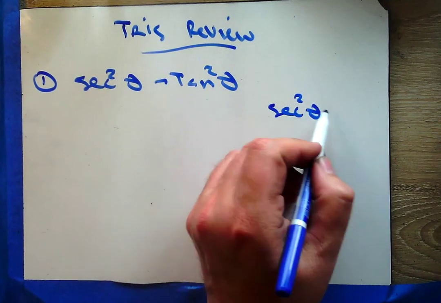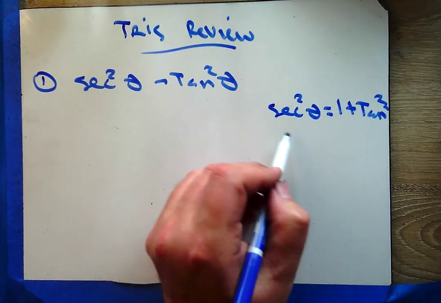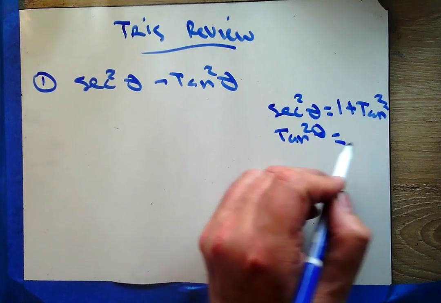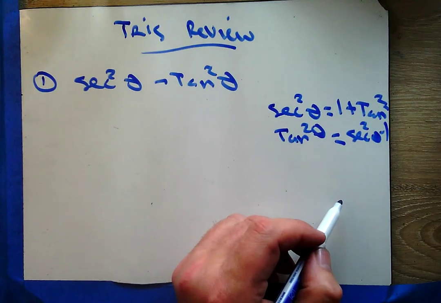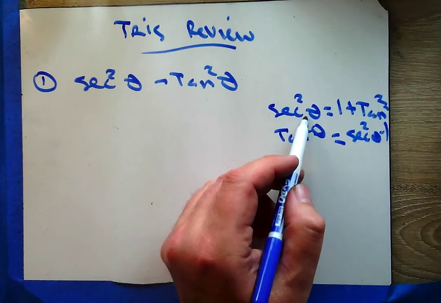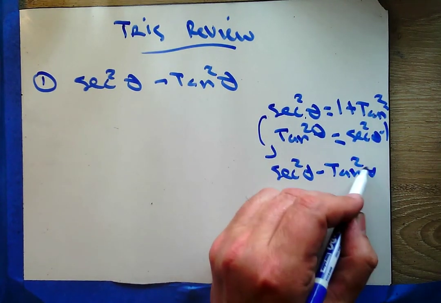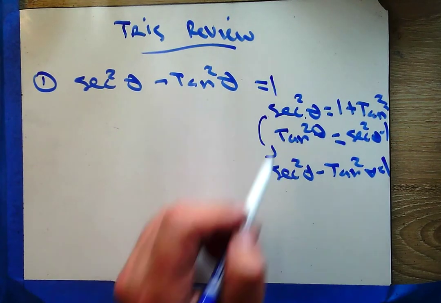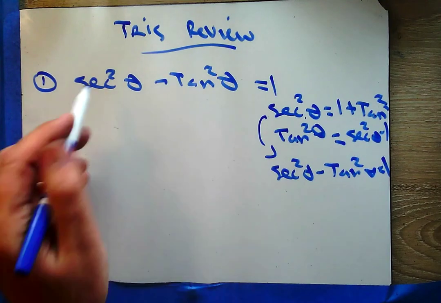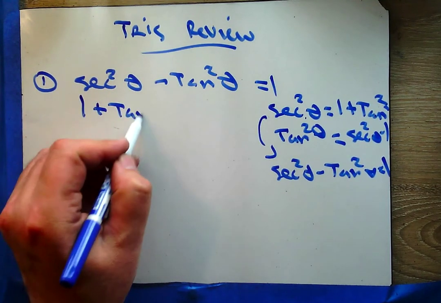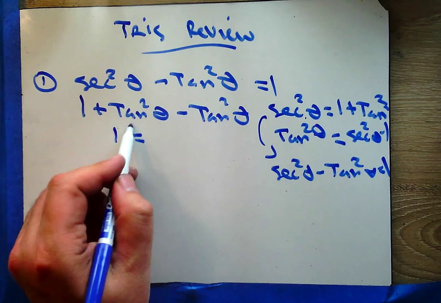Remember, we know that secant squared theta equals 1 plus tangent squared theta. We also know that tangent squared theta equals secant squared theta minus 1. And then, biggest of all, if we subtracted tangent squared from both sides, we'd have secant squared theta minus tangent squared theta equals 1. And so this equals 1. That's very simplified. Most students don't remember this identity. Most students do this by saying, oh, well, I know that this is 1 plus tangent squared minus tangent squared. And so the tangent squareds cancel and we get 1.